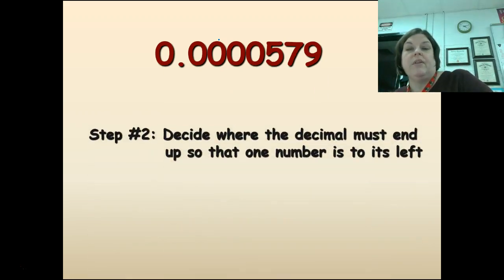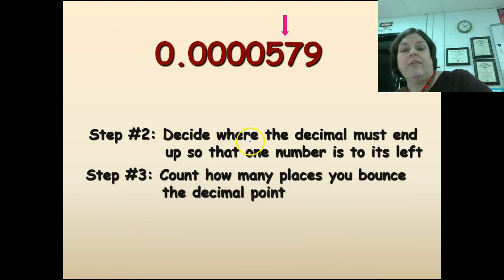So decide where the decimal must end up. Remember, I have to have one number to the left. Yeah, it's going to go between the 5 and the 7. Good. So now I need to count the number of places I need to bounce the decimal. I go 1, 2, 3, 4, 5 places to get that decimal where it belongs.